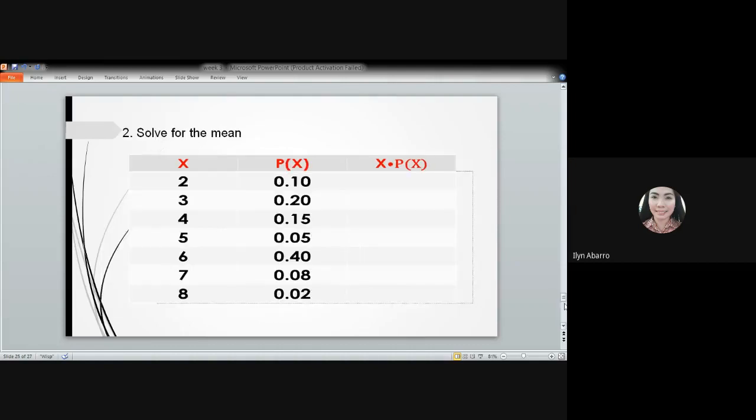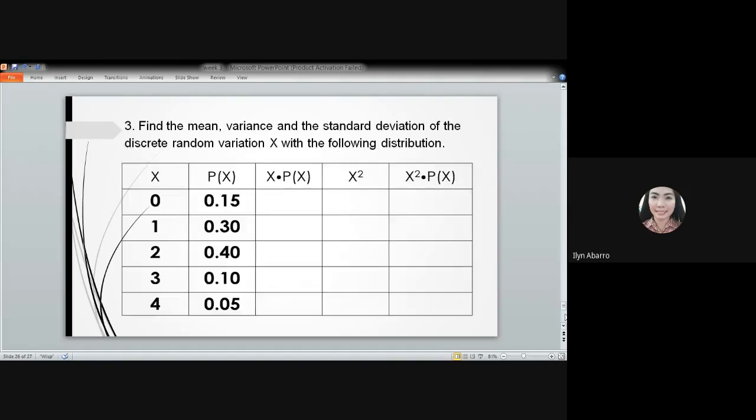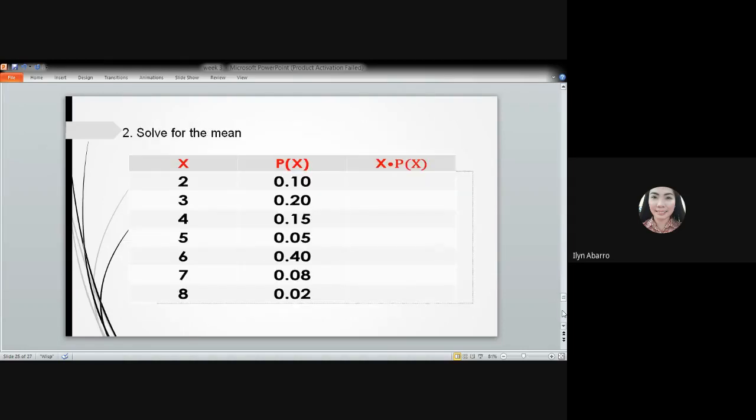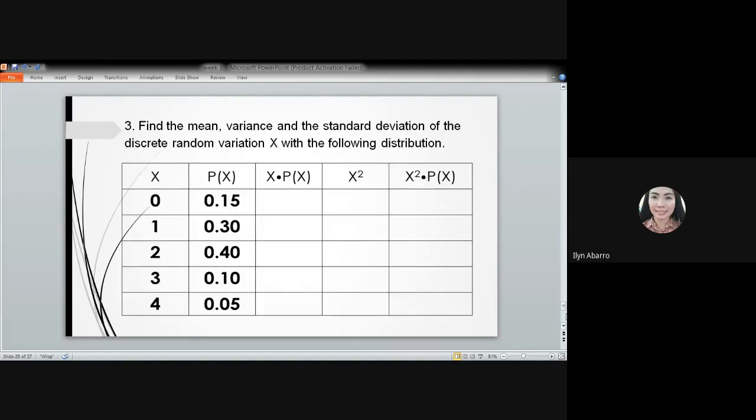Okay. For number 2, solve for the mean. Yan. And then, number 3, mean din, pero ang given dito ay decimal numbers. And then for number 3, you're going to find the mean, the variance, and the standard deviation of the discrete random variable. This is variable, not variation. Random variable x with the following distribution.